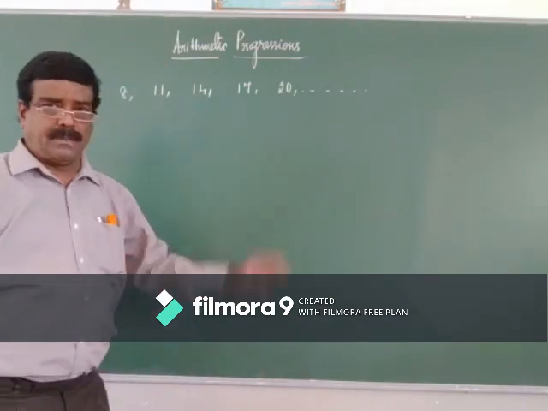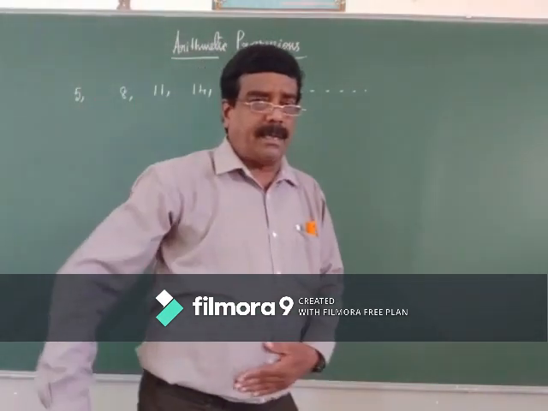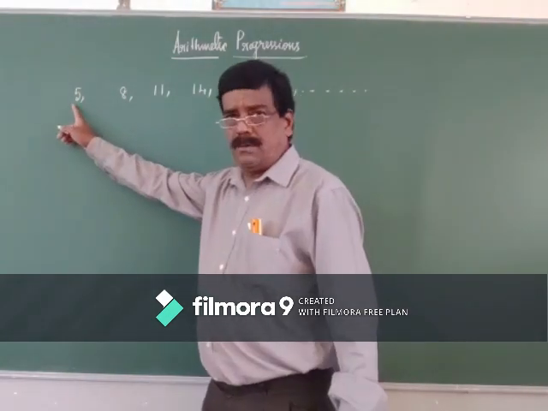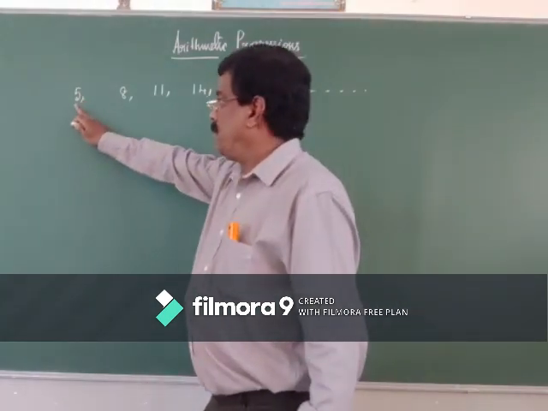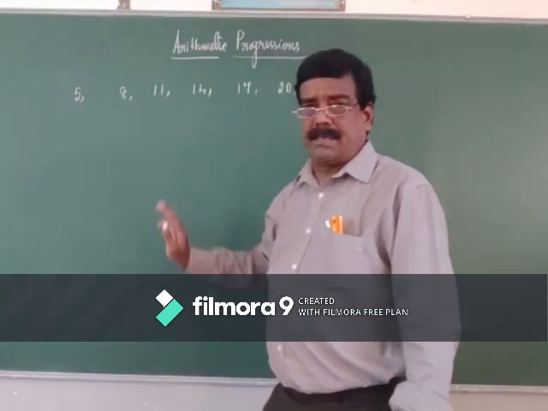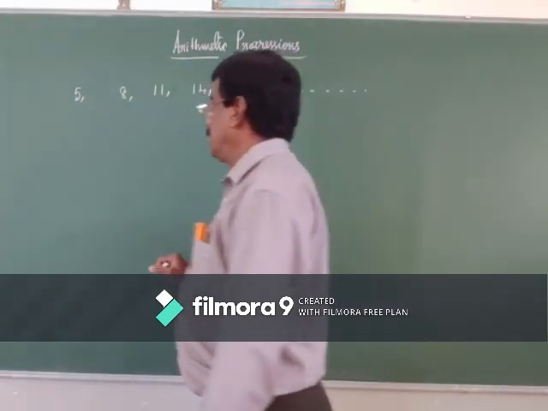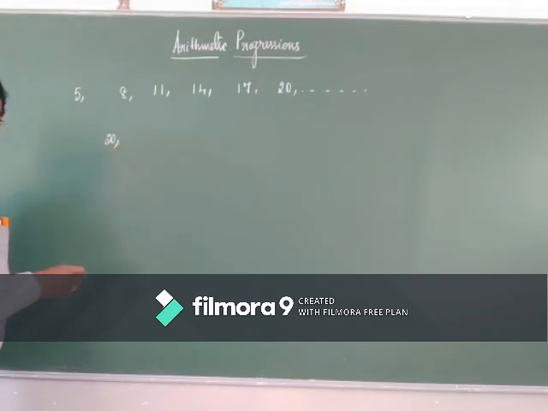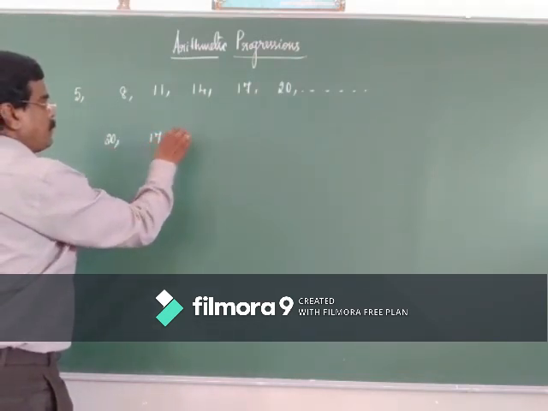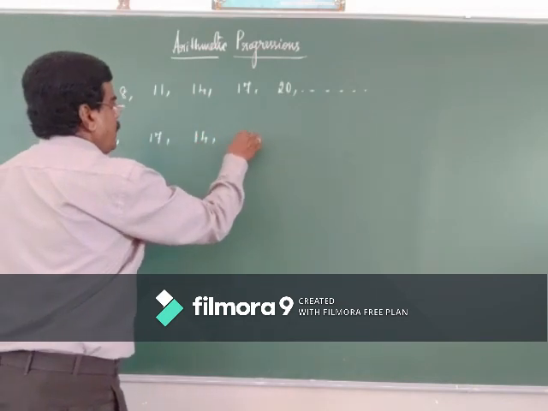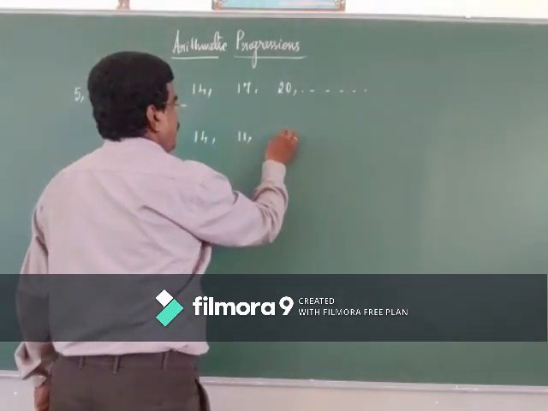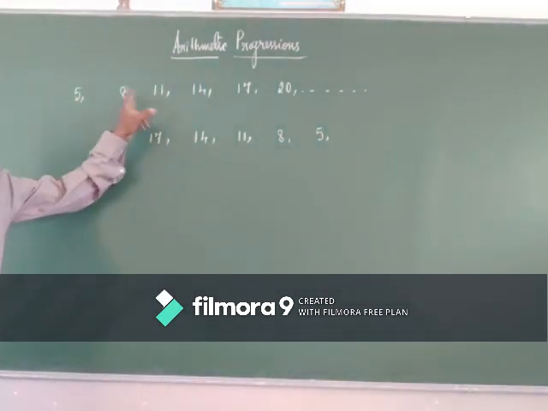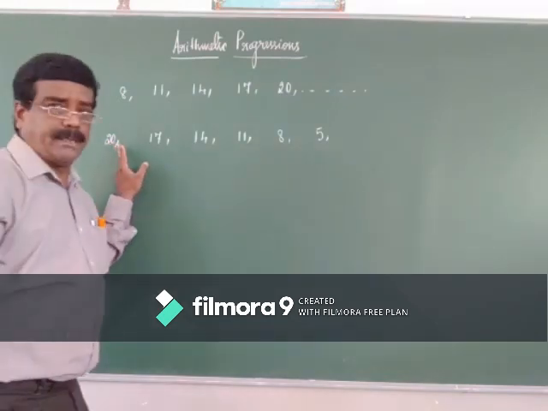Now we will take the same information in the reverse sense to get the negative common difference. Because here the common difference is positive 3, 5 plus 3. The same we take in reverse. Let me say we start with 20, 17, 14, 11, 8, 5. See children, the difference here is that we had positive 3, whereas here the same thing we have taken as negative.